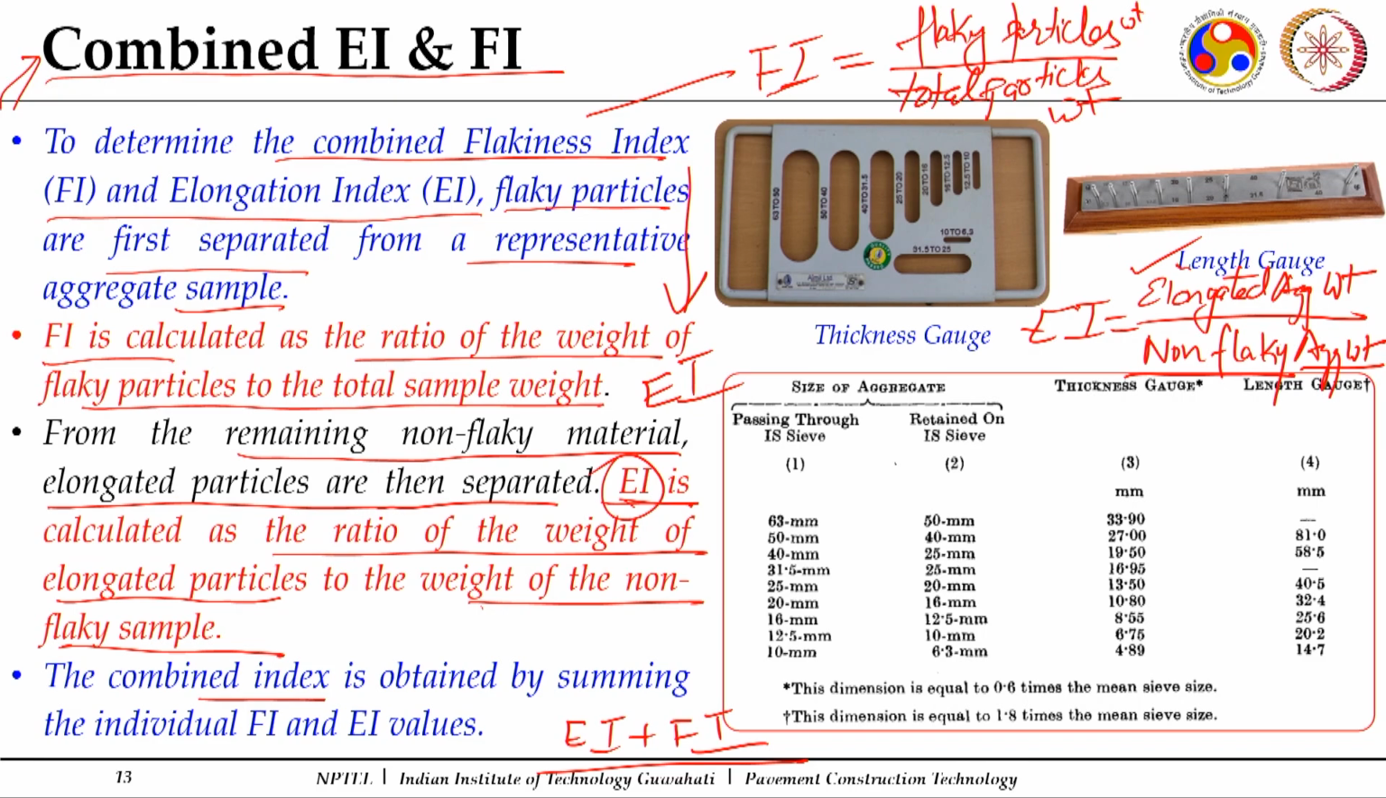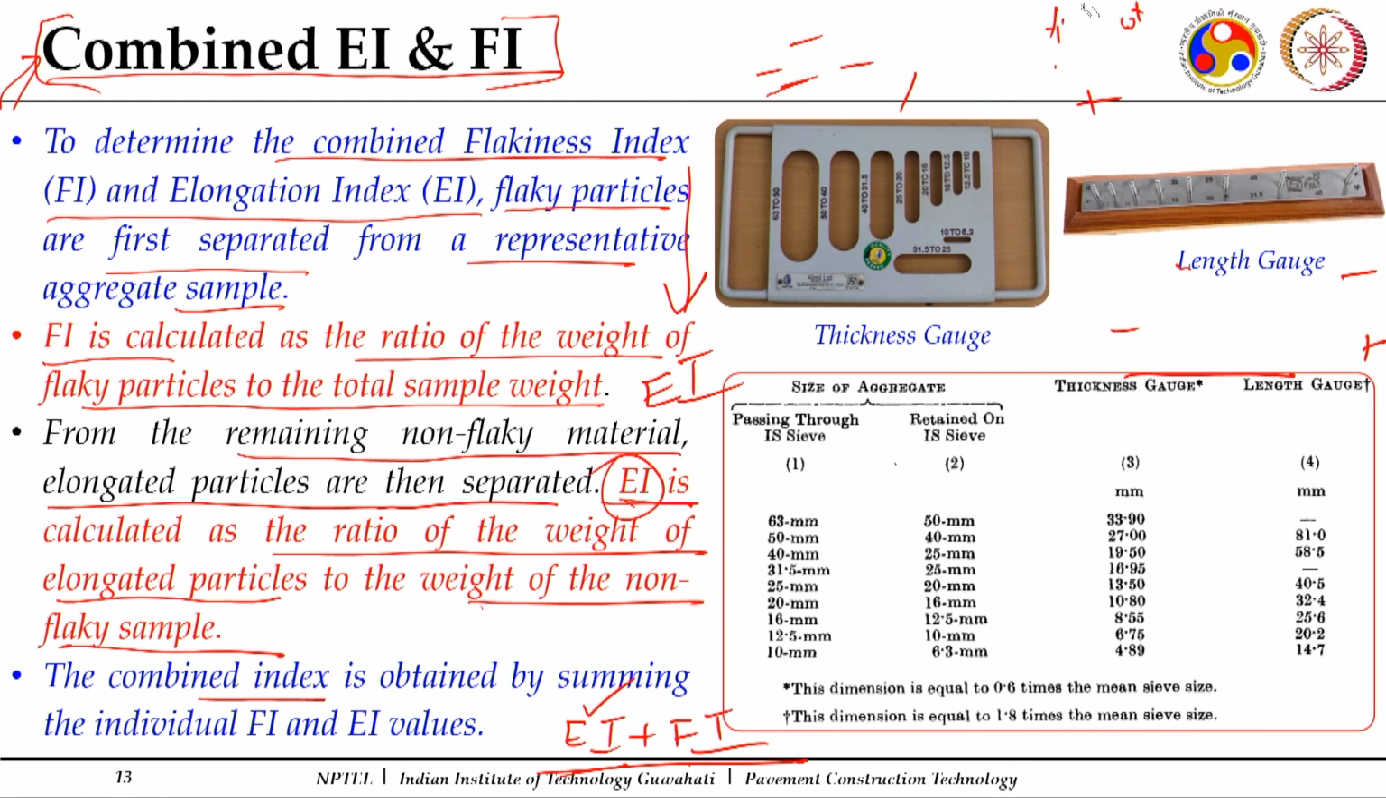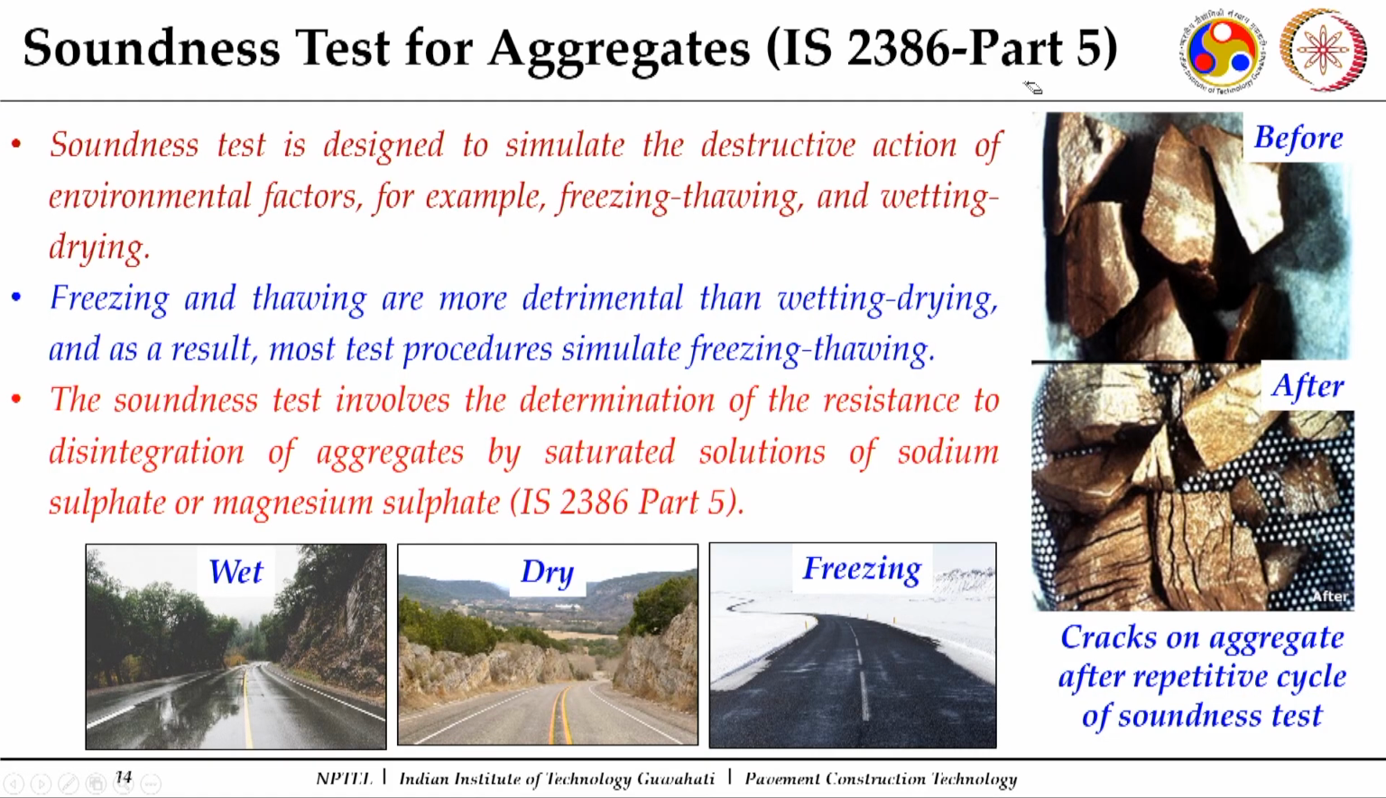So, it is always advised that the elongation index has to be determined over the non-flaky materials to get the combined elongation and flakiness index values. So, this has to be taken care of when the laboratory determinations are to be done with respect to elongation and flakiness index.